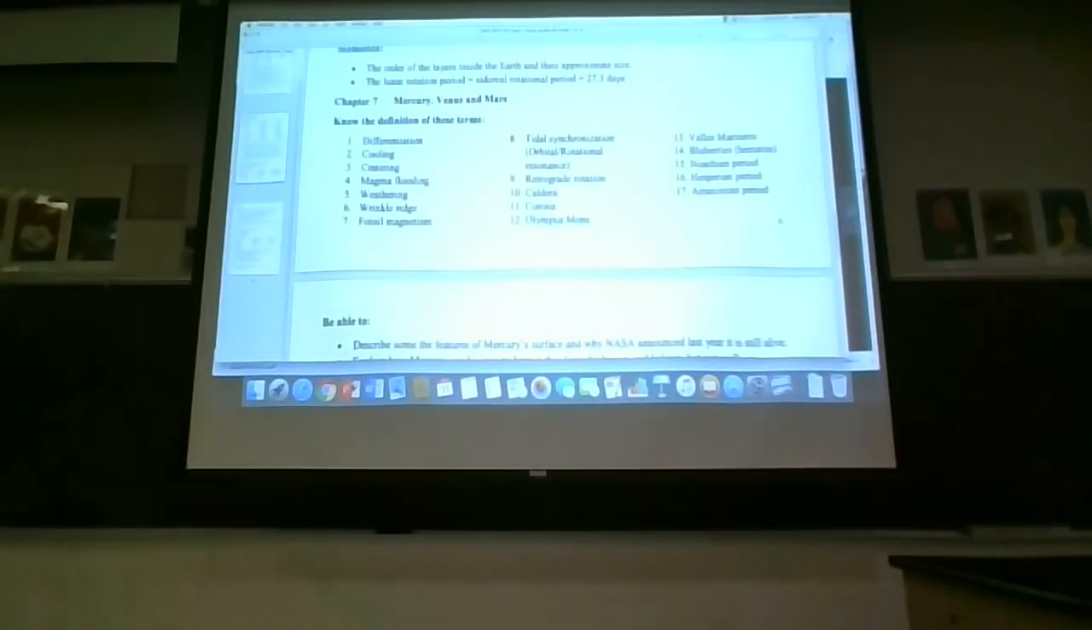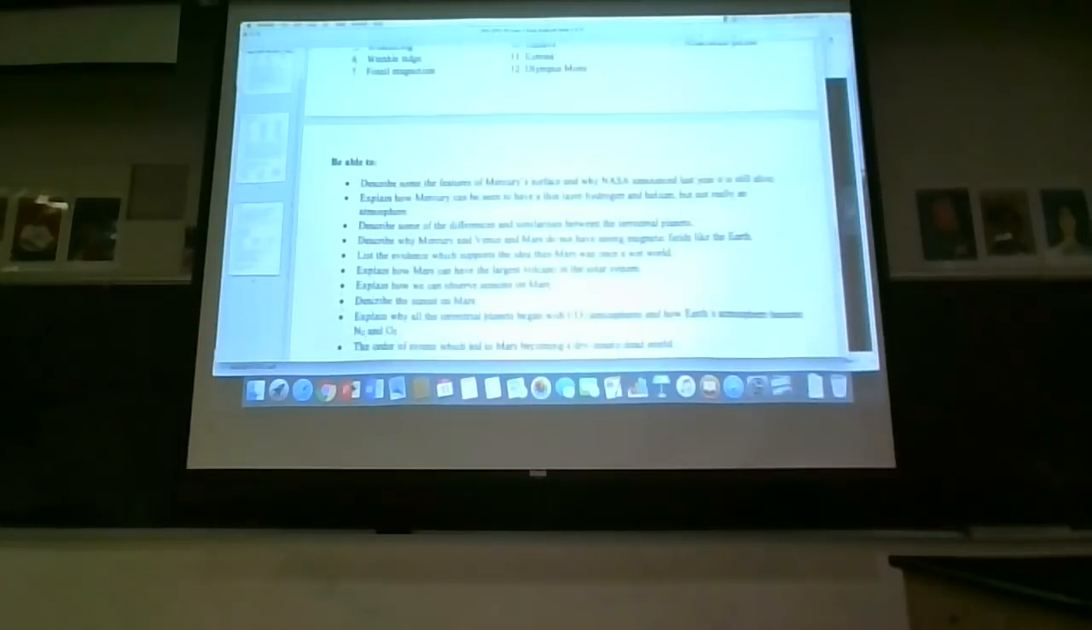Describe some of the features of Mercury's surface and why NASA announced 2 years ago now why it is still alive. Okay, we already mentioned that. What's the answer? Why is it still alive? New lobate scarps, new wrinkle ridges, right? Not a lot, just some, okay, which means that the core is still shrinking.